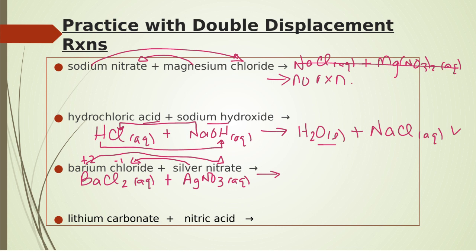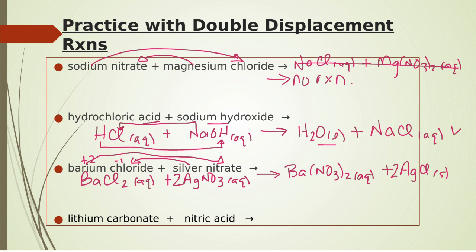We rearrange those ions, so outside ions go together. Barium and nitrate are going to form an aqueous substance based on the chart. And then silver and chloride, both charges of 1, form our precipitate, so it forms our solid. And then we need to balance. I need a 2 to balance those chlorines, and then I need a 2 to balance the nitrates and the silver.